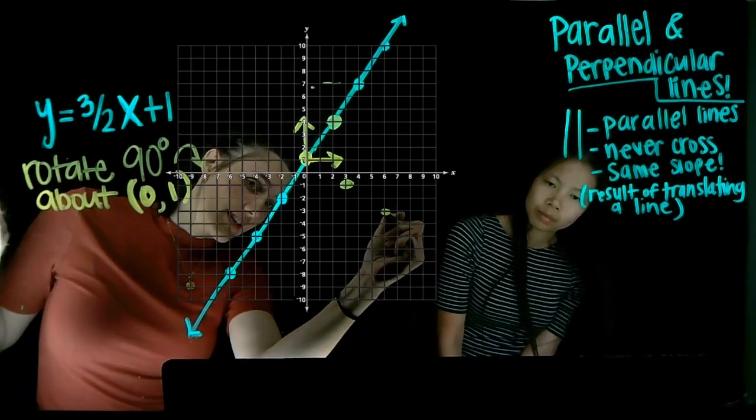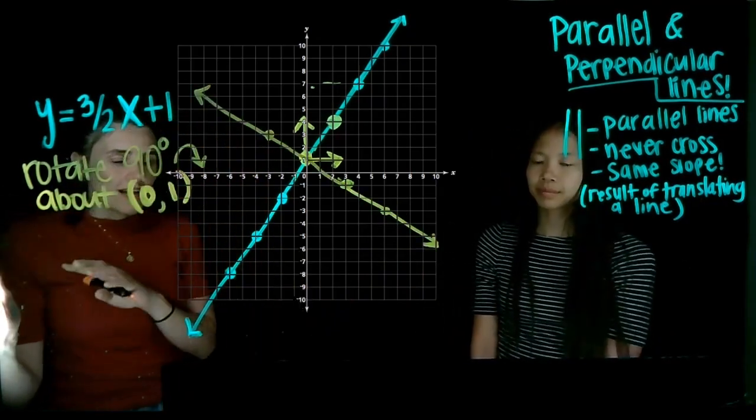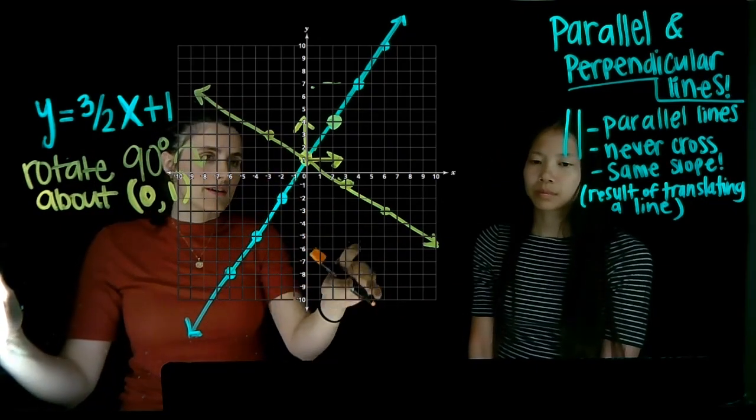Okay. And I only need 2 points to draw a line. So we're going to draw this line. All right. So now I have my new line drawn right here. Okay. So we're going to write the equation of this line.